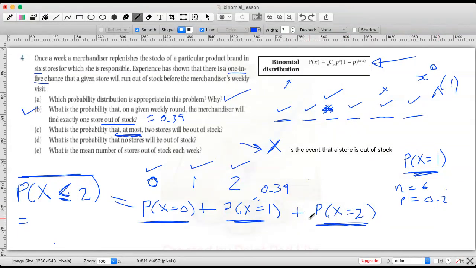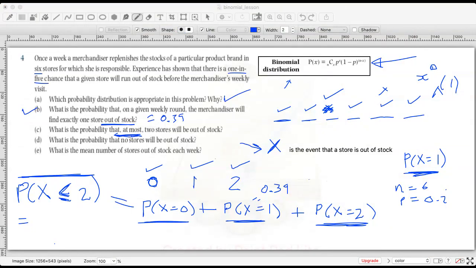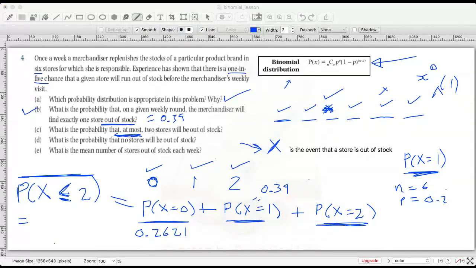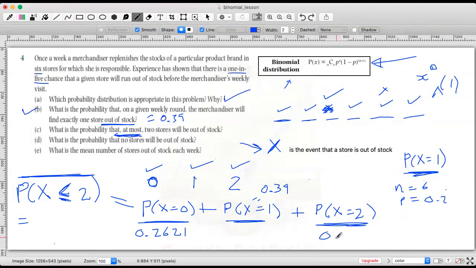All right. Now, I'm not going to expect you to work each of them out right now, but I'll do it for you, okay? So the probability of x equals 0, I actually have it somewhere. Give me a second. It's 0.2621. I'll write it down. Let me check that again. And then x equals 2 is 0.2458. And this one we worked out earlier.